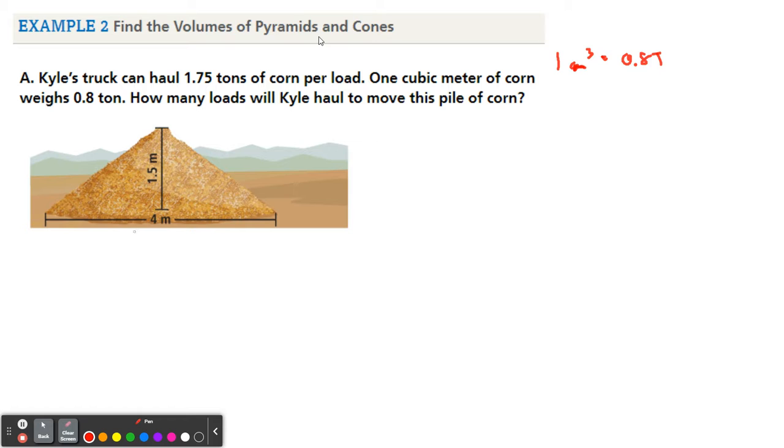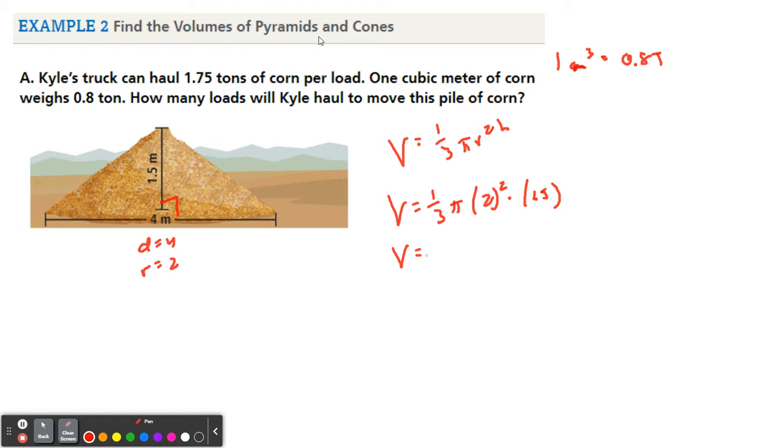We're going to assume that this pile here is a cone, or a conical pile. So the cone's volume is 1/3 pi r squared h. This 4 is the diameter, so my radius is half of that, which is 2. And this is the perpendicular height, so that's what I want. To find the volume, I take 1/3 pi times 2 squared times 1.5. If I type that in all at once, my volume is roughly 6.28 cubic meters.